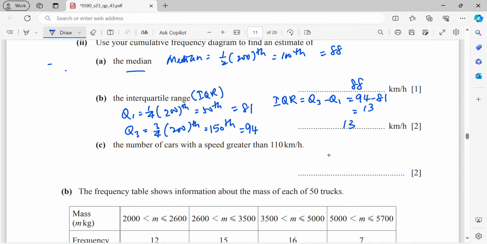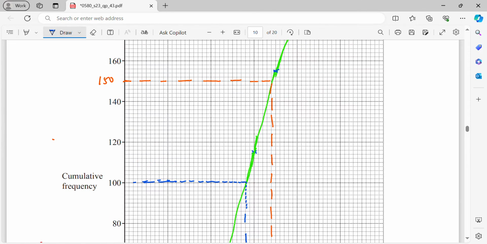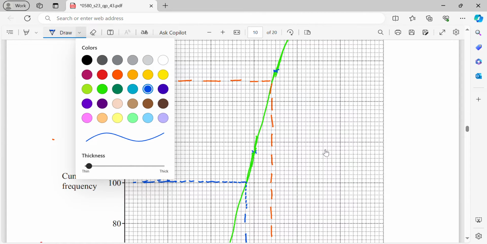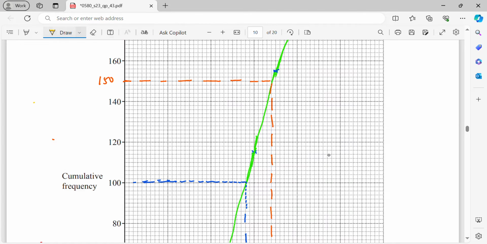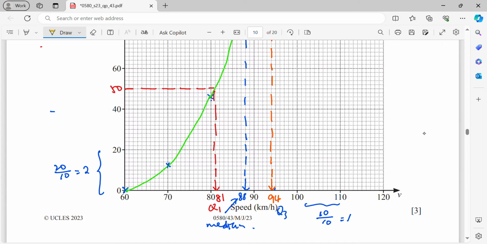Okay, now find the number of cars with speed greater than 110 km per hour. Greater than 110. Okay, 110 is here. This is 110. Sorry, speed is 110, so I should start from here. 110 speed.